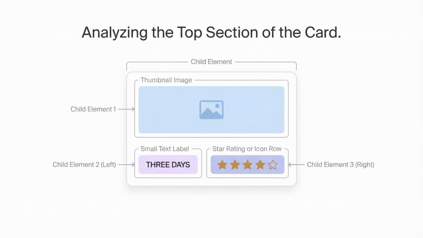Now let's zoom into the top section. Inside this one container, there are three distinct elements. First, there's an image, the thumbnail that spans the full width. Below the image, on the left side, there's a small text label, something like 3 days. And on the right side, there's a star rating or icon row. That's it. 3 things in the top section. 1, 2, 3. Image, left label, right icon row. When you can count the elements in a section like this, you've already done the hardest part of planning your HTML. Each of these 3 items will become an HTML element inside the top container.